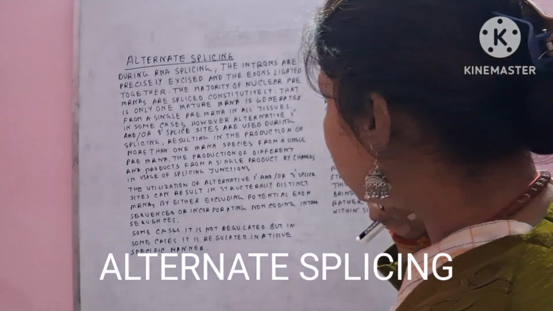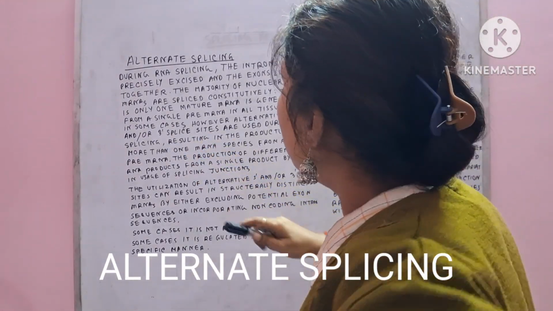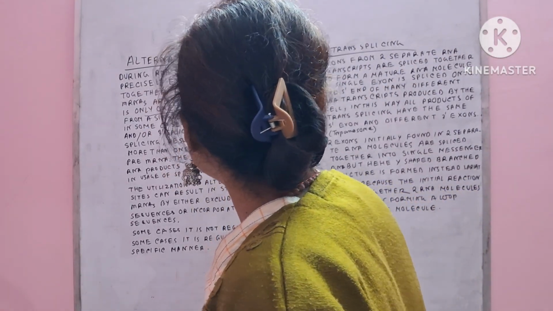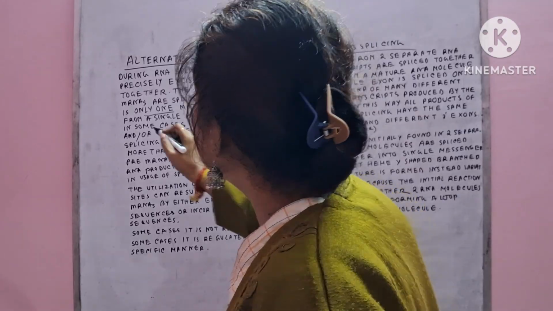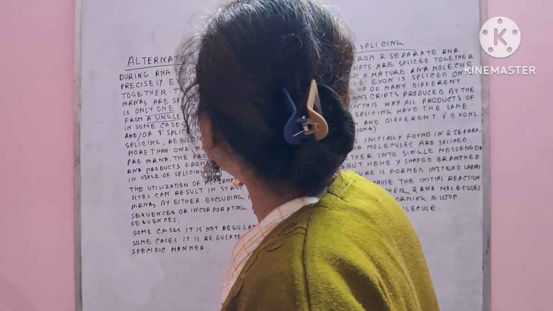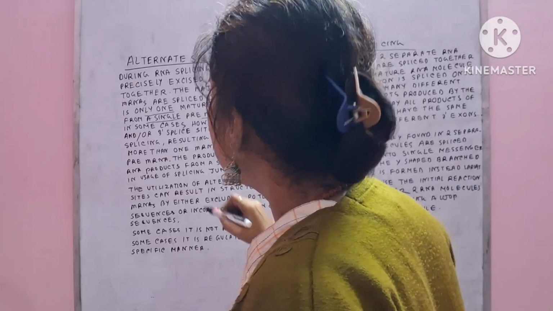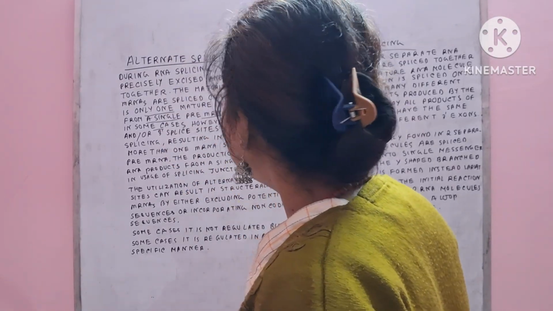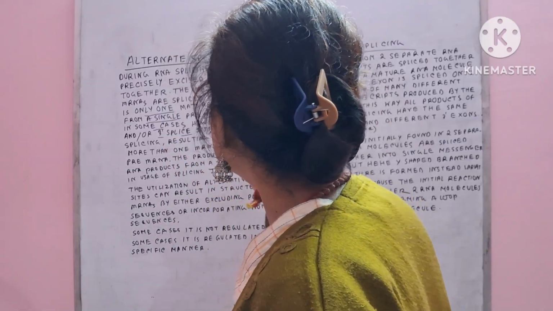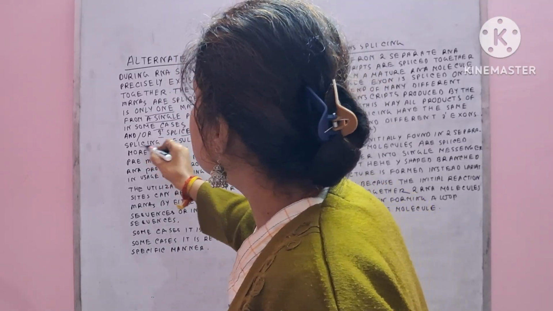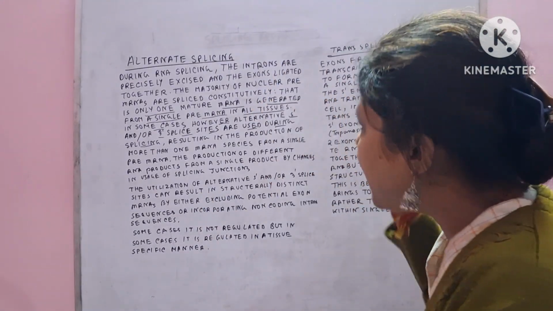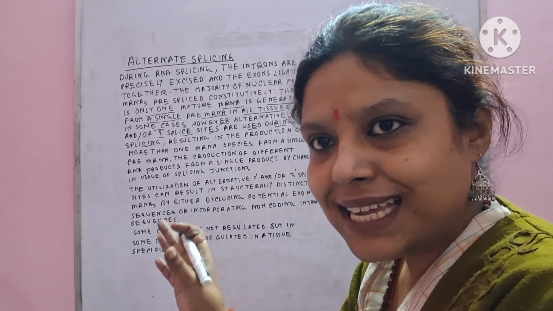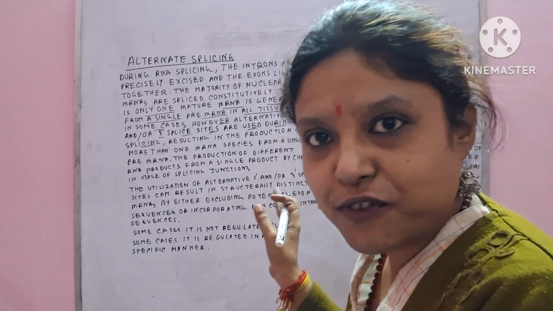What is alternate splicing? In general splicing, only one mature mRNA is generated from a single pre-mRNA in all tissues. But in some cases, in alternate splicing, the 5' or 3' splice sites are used differently during splicing. So what is it saying? In the case of the general splicing process, what is happening? The exons are ligated and the introns are separated from each other.